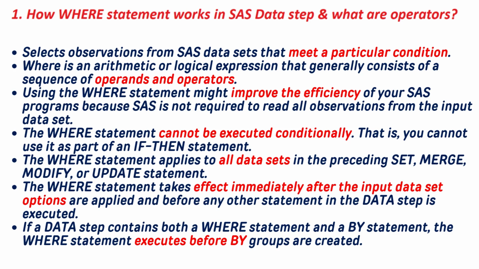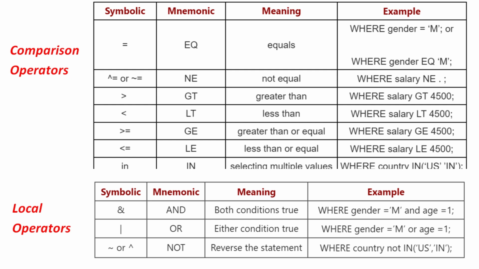The where statement cannot be executed conditionally. That is, you cannot use it as part of an if-then statement. The where statement applies to all data sets in the preceding set, merge, modify, or update statement. The where statement takes effect immediately after the input data set options are applied, and before any other statement in the data step is executed. If a data step contains both a where statement and a by statement, the where statement executes before by groups are created.